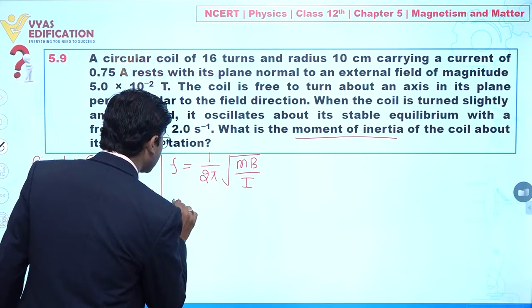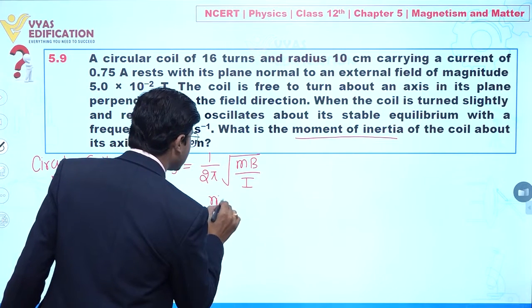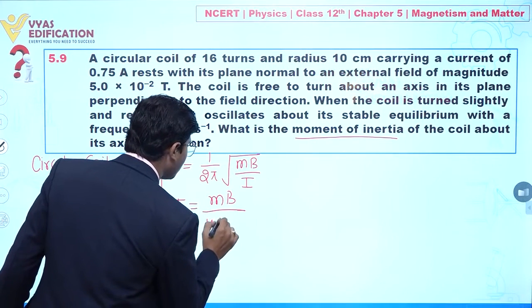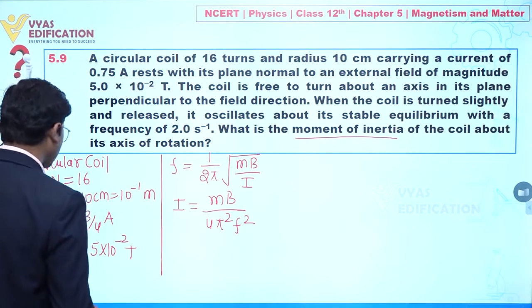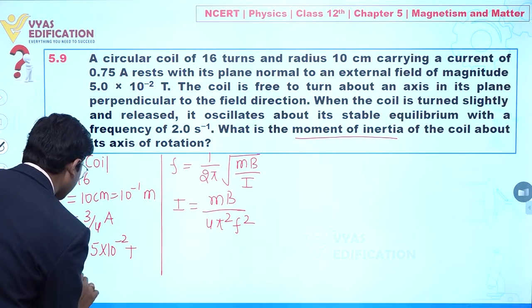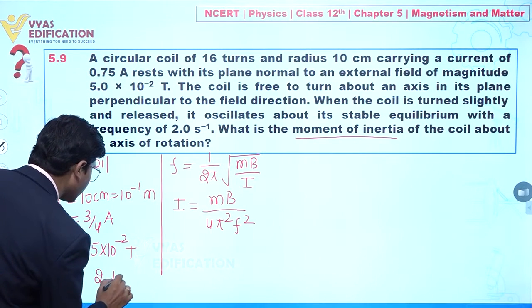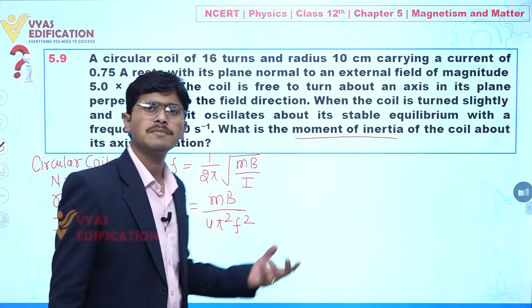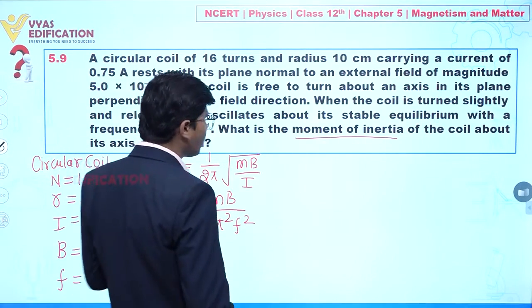So now we can say the value of I is given by, first I am squaring, so this is mB divided by 4 pi square f square. Clear to you? Now one more thing is given here, the value of frequency is 2 per second. Clear? 2 per second means 2 revolutions per second. Now first we will calculate the value of m.